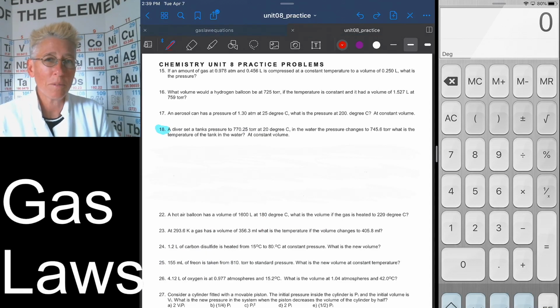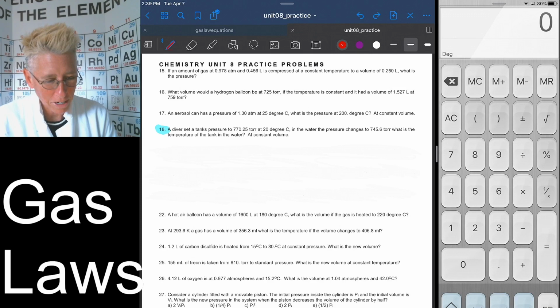So starting off, I'm not going to do all the practice problems, but I'm just going to pick some from each section. And the first is on the combined gas law. The combined gas law, as a reminder, looks like this. P1 V1 over T1 is equal to P2 V2 over T2.